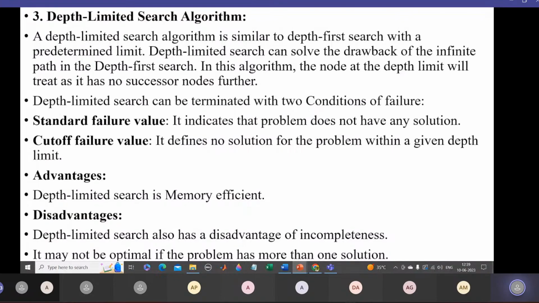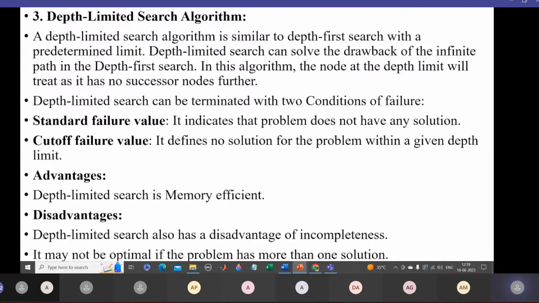Next is depth limited search. It is similar to depth first search, but they have some predetermined limit. Whatever drawback we have in the infinite path, we can have limitations. The node at the depth limit will be treated as if it has no successor nodes. Two conditions will be there: standard failure or cutoff failure. Both conditions will terminate the search.